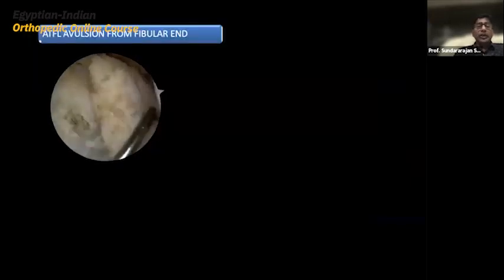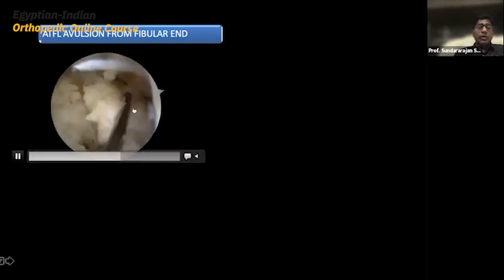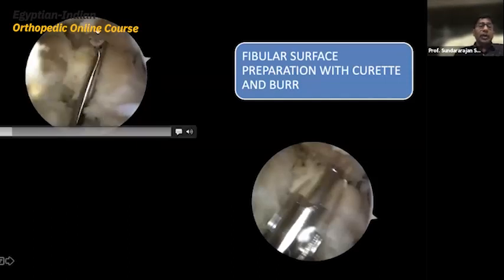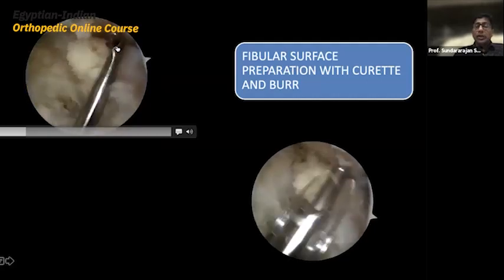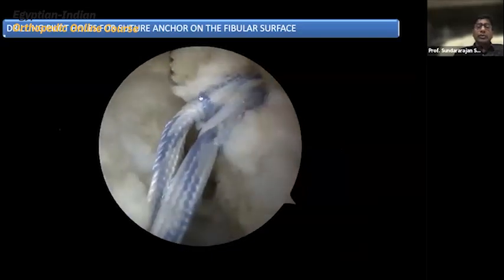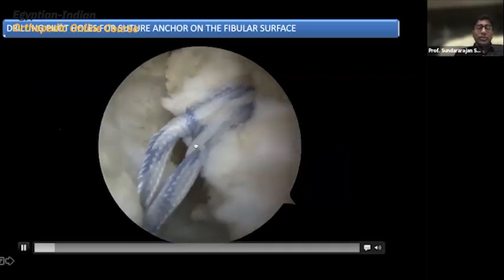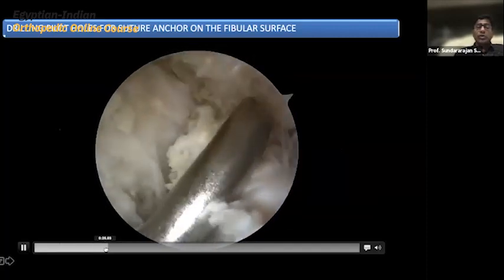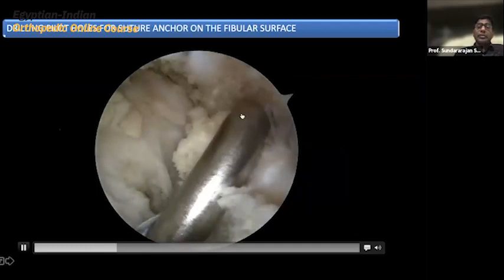So here I was doing an open Brostrom. Now I do mostly arthroscopic. This is the all-inside arthroscopic repair. I'm seeing through the medial portal. This is the talus. This is the ATFL, which I'm showing with the probe. And this is the lower end of the fibula, where the footprint attachment of your ATFL is. So you prepare the fibular attachment with the scoop, or you can use the burr. Once you have prepared the attachment, here I'm using suture tapes through the lateral portal and making a cinch like this. That allows you to hold the whole tissue in a bunch, so that you can put it back to the fibular attachment with knotless anchors.